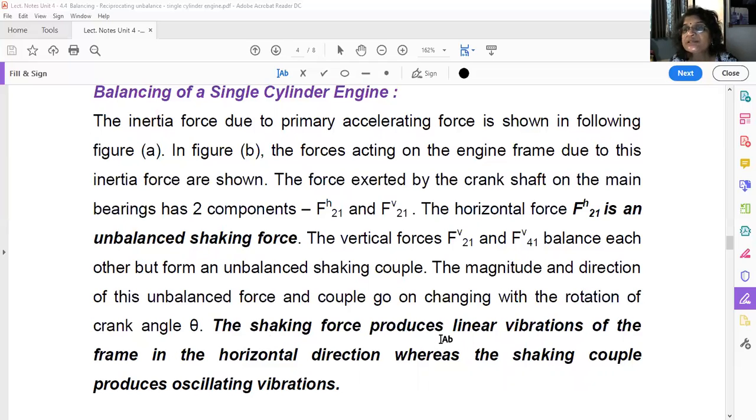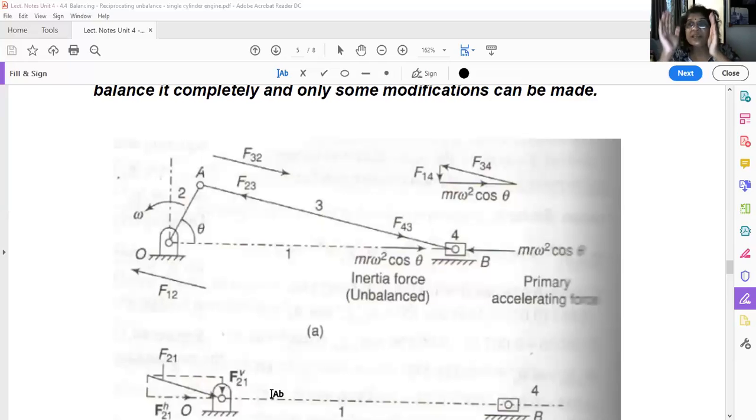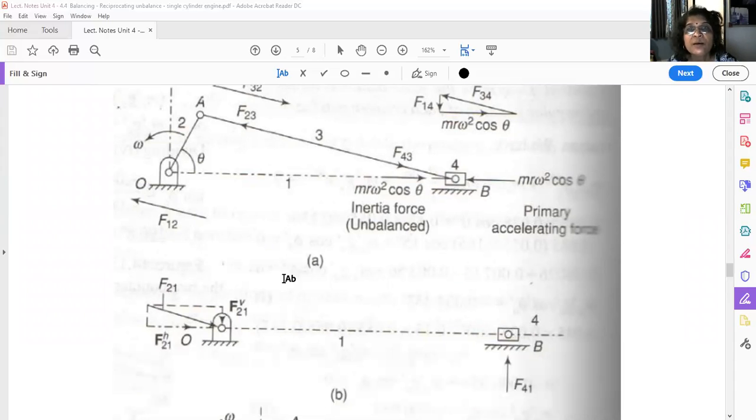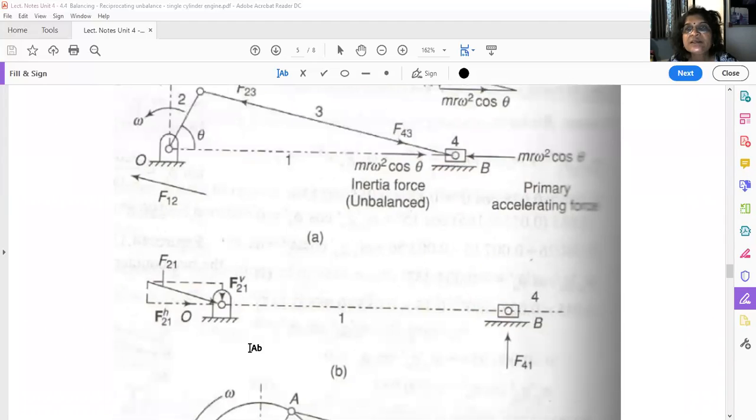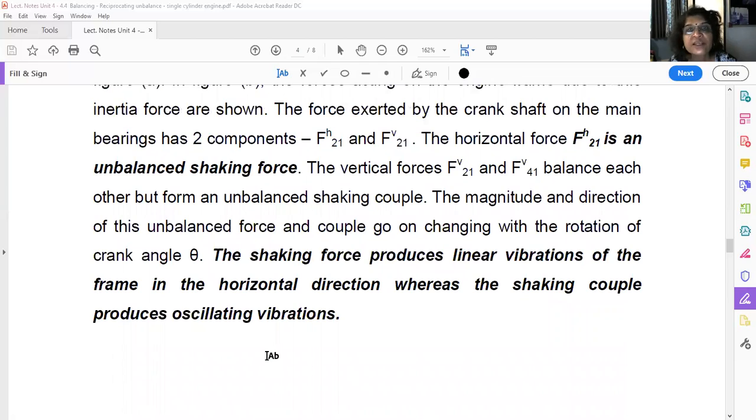The shaking force produces linear vibrations of the frame in the horizontal direction, whereas the shaking couple produces oscillating vibrations. Okay, so this engine will oscillate like this because of the shaking moment. And this is the unbalanced force, so this will create the vibration like this along the line of stroke, along the horizontal direction. So we have to balance this force. Naturally this force should be as small as possible, which will have the two components. So this is the shaking couple which is produced.